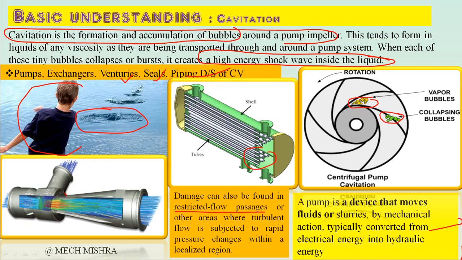The damage can also be found in restricted flow passes. Here we have a restriction. When the liquid passes through a restricted flow or other areas where turbulent flow is subjected to rapid pressure change within a localized region, the chances of bubble formation are high, and so the chances of cavitation are high there. This is the basic understanding of cavitation.